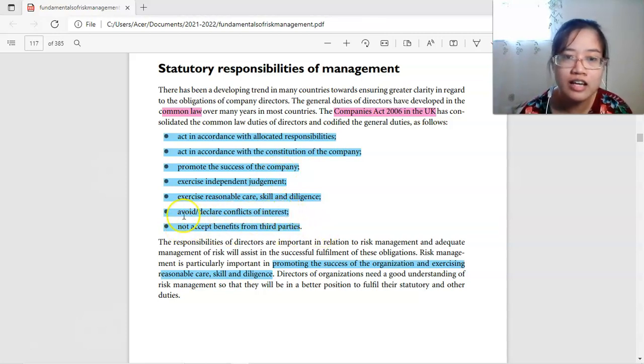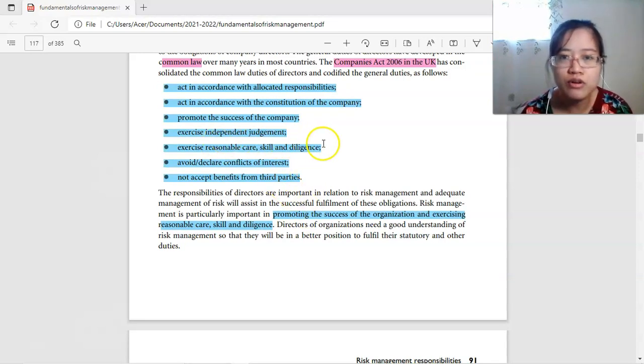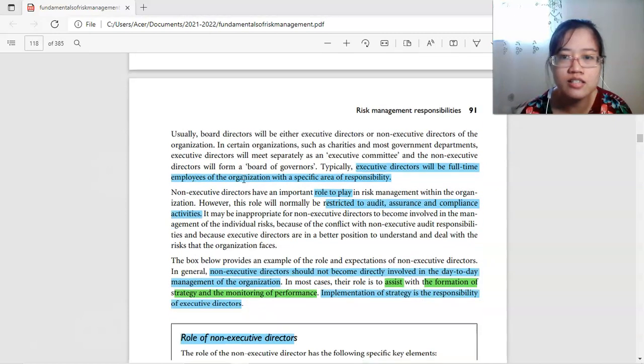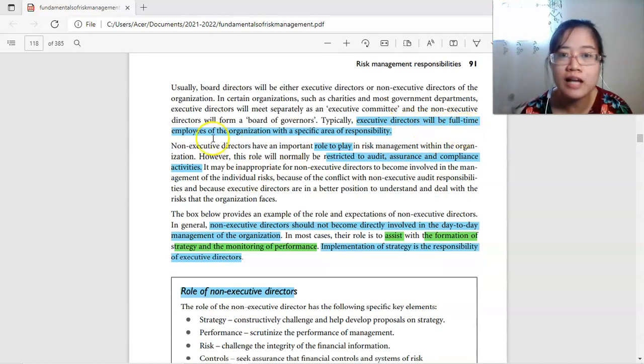Yung conflicts of interest, bawal din mag-engage dyan. Have to declare kapag meron. Tapos remove yourself from that particular transaction or situation if there is a conflict of interest. And of course, you have to make sure yun ito mga to. Ayan. So, promoting the success of the organization and exercising reasonable care, skill, and diligence. Executive directors will be full-time employees of the organization with a specific area of responsibility kasi sila yung executive. They are the decision makers.